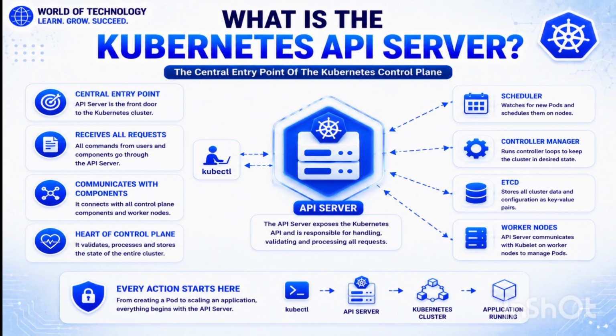Let's start with the basics. The API server is the central entry point of Kubernetes. Every request made to Kubernetes eventually reaches the API server. Whether the request comes from kubectl, the scheduler, the controller manager, kubelet or any external application, everything goes through the API server. Think of it like the reception desk of a large company. Nobody directly enters every department. Everyone first talks to the reception desk. The API server plays exactly the same role inside Kubernetes. It receives requests, processes them, and coordinates communication across the cluster. That's why it's considered the heart of Kubernetes communication.